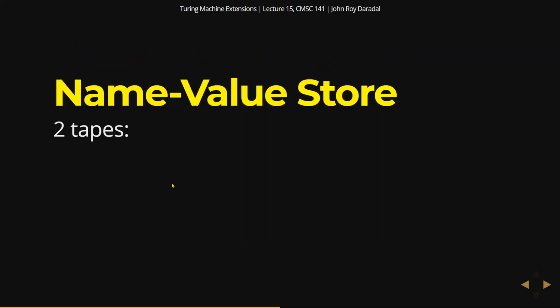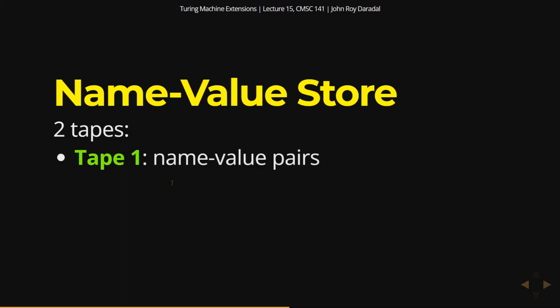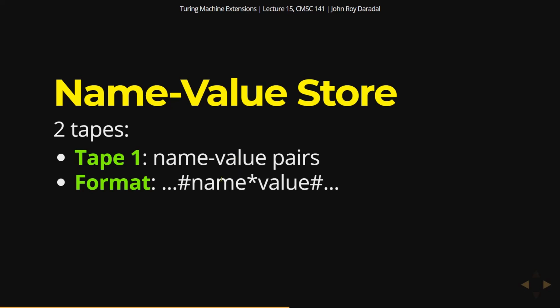Usually you have two tapes for the name value store, and we could have multiple tapes because that is another extension, right? We've already seen how we could simulate multiple tapes with just one tape with multiple tracks. So we can do this. For the two tapes, tape 1 is where you store your actual name value pairs. You store the data here, and the format is each name value pair is separated by hashes. So you have the hash here at both ends of the name value pair.